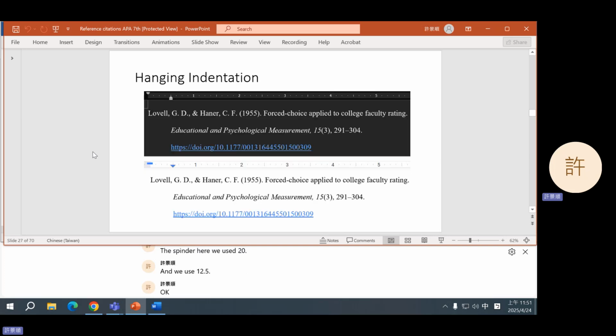Okay, and this is how you use hanging. This is what hanging indentation looks like. Okay? This is one stop in front. This is Microsoft Word. This is Google Docs. It's one stop in front. So how do you do this?